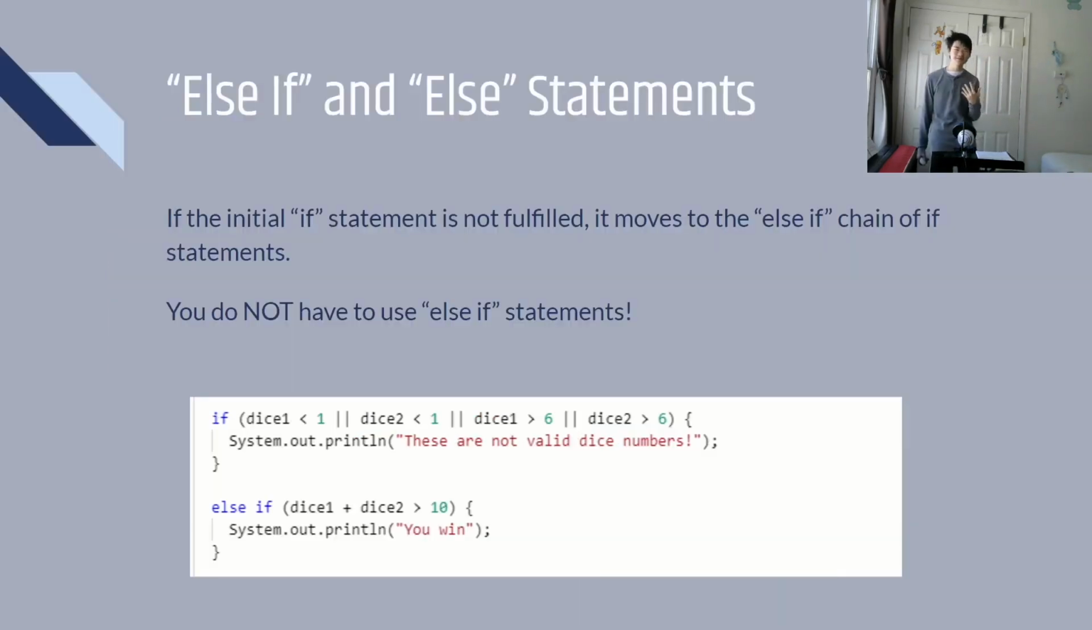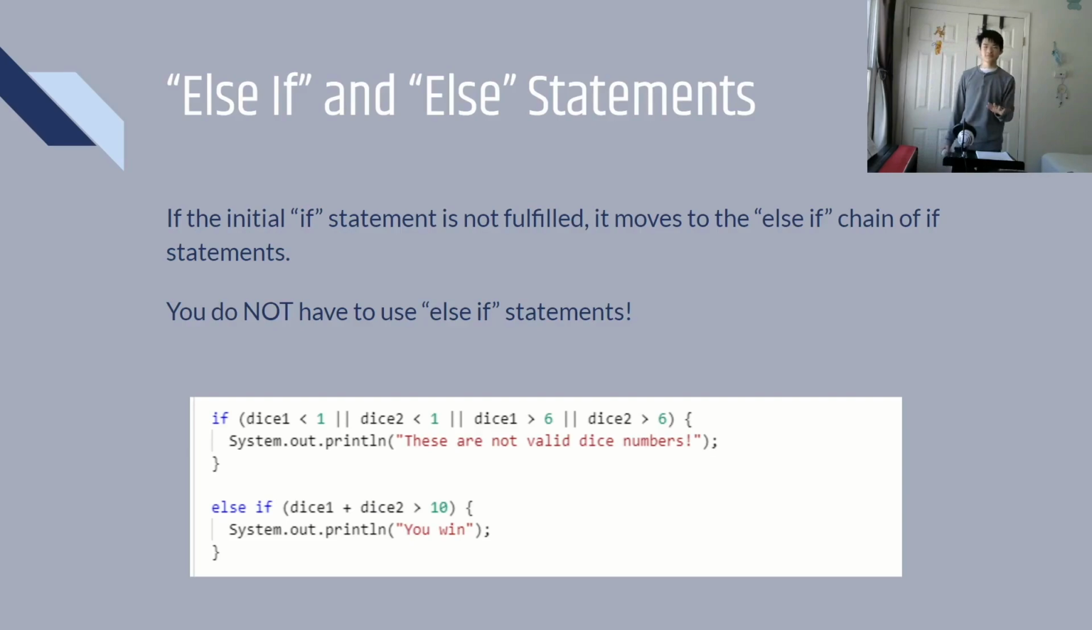Now we get into else if and else statements. If the initial if statement is not fulfilled, it moves to a chain of else if statements. You don't have to use these, but if you want multiple scenarios, then it would be more efficient to use them. So here's a good example.